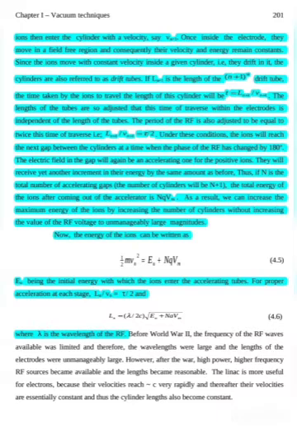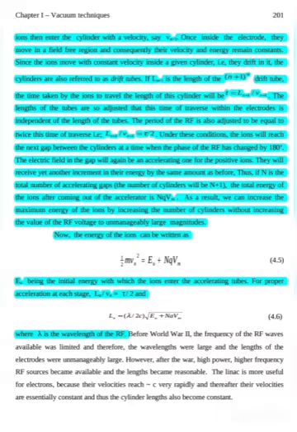Once inside the electrode, they move into a field-free region and consequently their velocity and energy remain constant. Since the ions move with constant velocity inside a given cylinder, they drift in it. The cylinders are also referred to as drift tubes. If Ln plus 1 is the length of the n plus 1th drift tube, the time taken by the ions to travel the length of this cylinder will be T equal to Ln plus 1 by Vn plus 1.